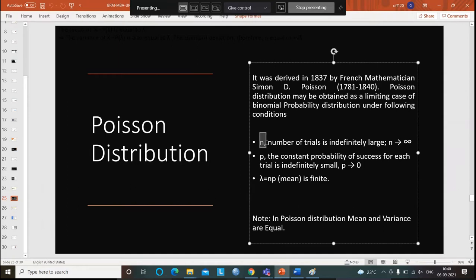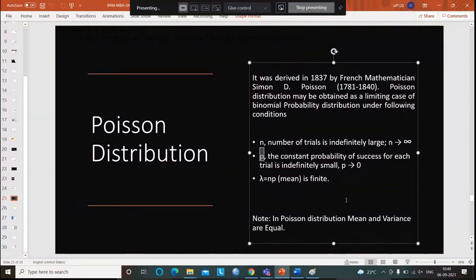Here in Poisson distribution, the n value, the number of trials, is indefinitely large. That is, n tends to infinity. In binomial distribution, n is finite. Here in Poisson distribution, n is infinite. The second condition, the value of P, the constant probability of success for each trial, is indefinitely small. That is, P is almost equal to 0, but it doesn't mean that P is always 0 here.